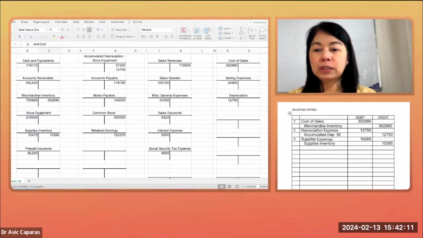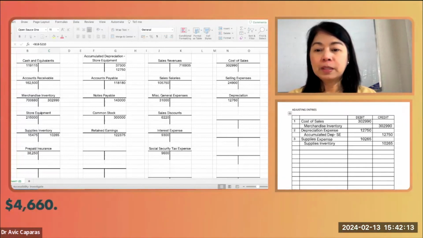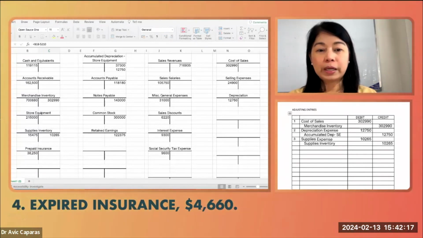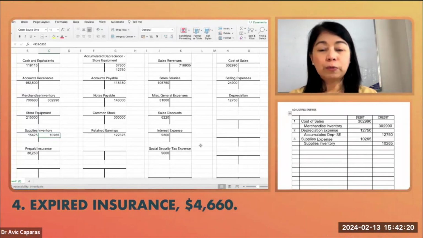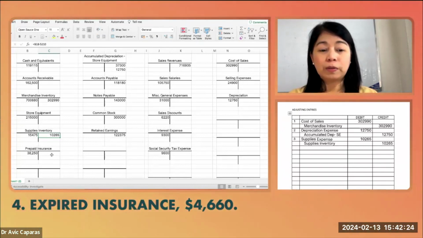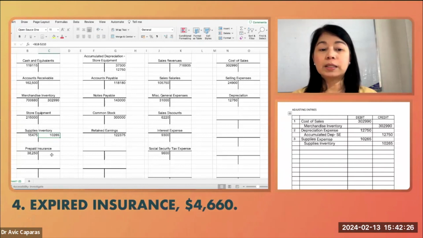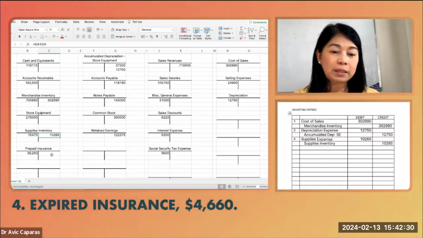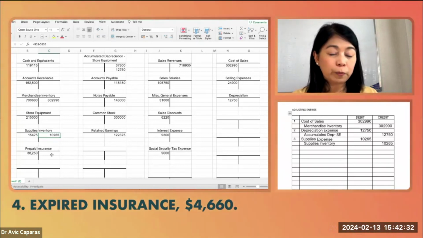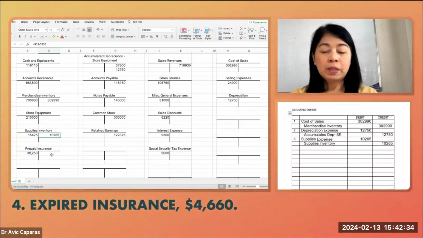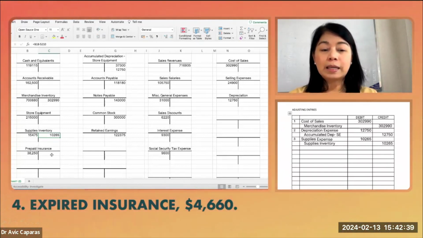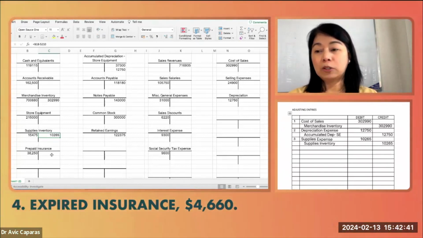So now let's go to the fourth entry. Expired insurance, 4,660. How do we record it? First of all, we have to look for the original account. Prepaid insurance is 38,250. So every time there is an insurance paid for, they put it first as an asset. But this time it mentions that what has expired is 4,660. So that will be a debit to insurance expense and a credit to prepaid insurance.